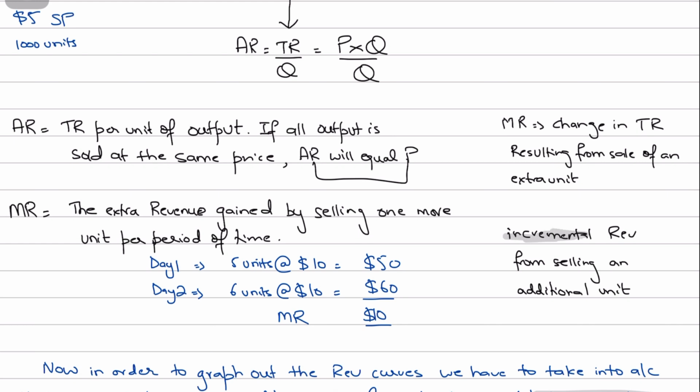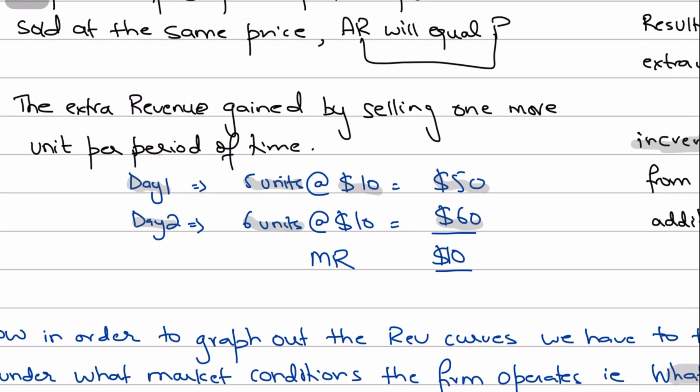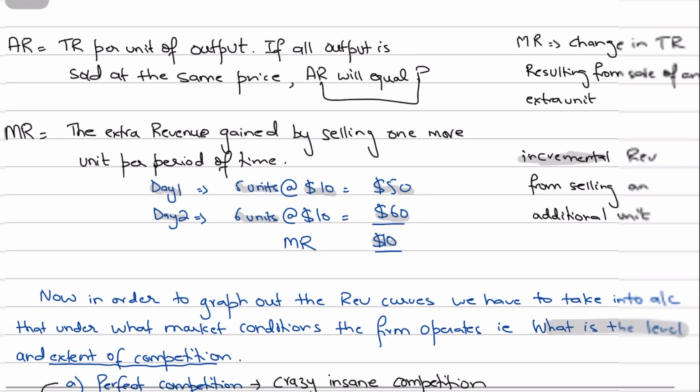So let's say on day one, you are selling 5 units at $10 each and you're making a revenue of $50. On day two, the next day, you sold 6 units this time and you made $60. So what is the additional revenue that you gained? The additional revenue that you gained was $10. Because this time you sold 6 units, you definitely ended up selling an extra unit, and that resulted in an incremental revenue of $10. So that's what marginal revenue is.